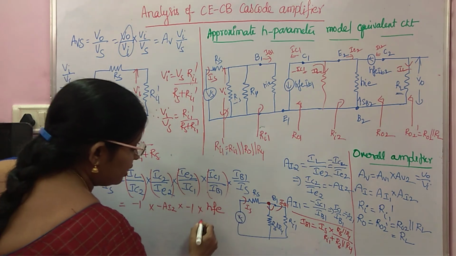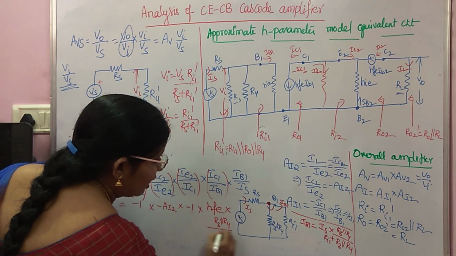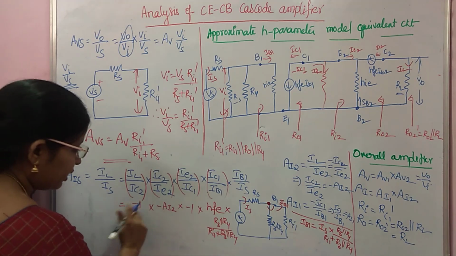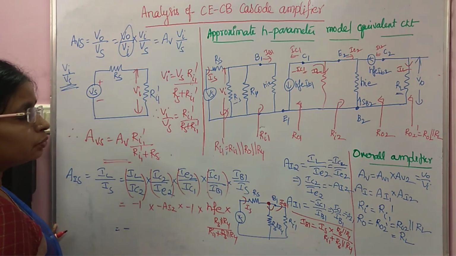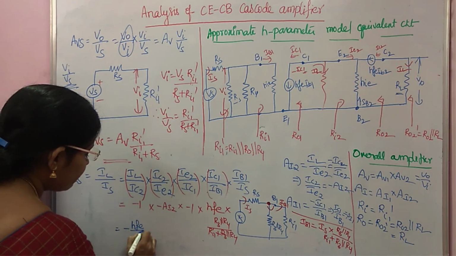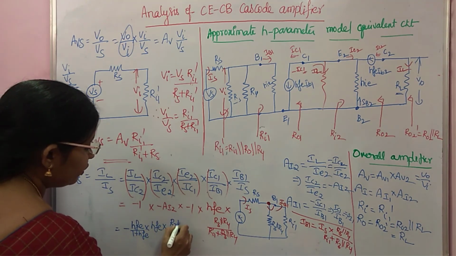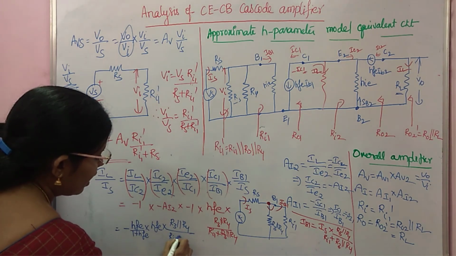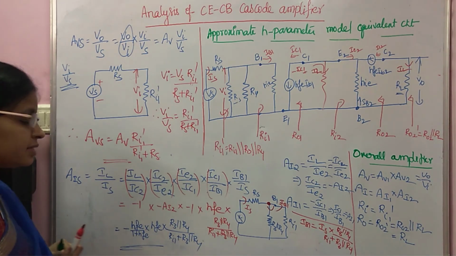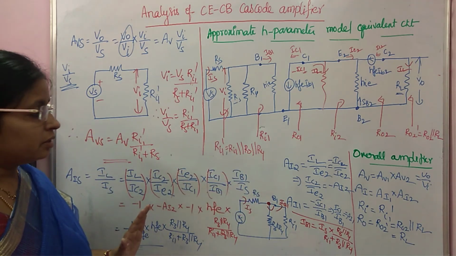So totally, I am writing here R3 in parallel with R4 by Ri1 plus R3 in parallel with R4. It is totally minus AI2. What is AI2? hfe by 1 plus hfe. So hfe by 1 plus hfe, into hfe, into R3 in parallel with R4 by Ri1 plus R3 in parallel with R4. So this is your AIS. So this is totally the overall amplifier analysis.